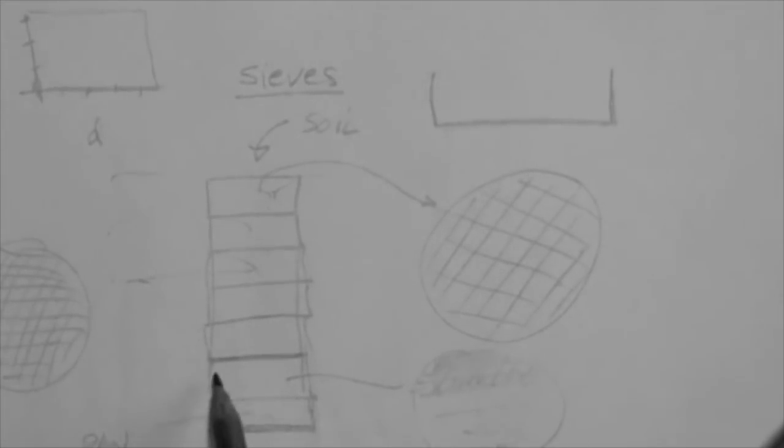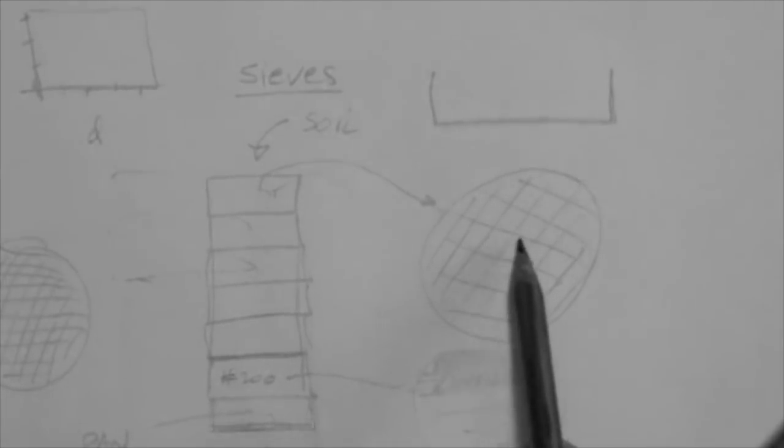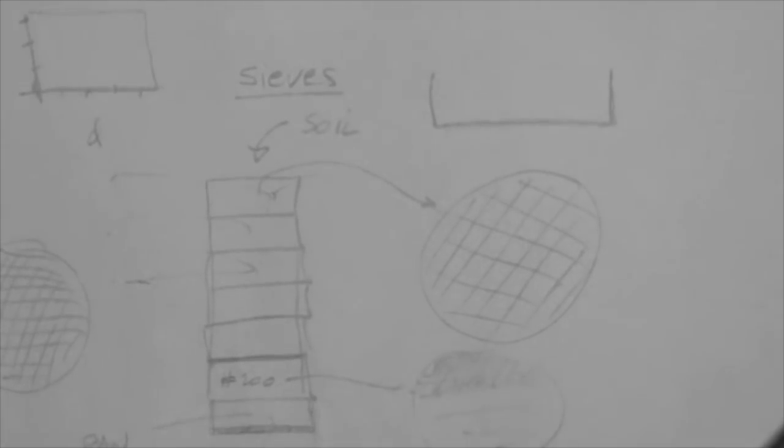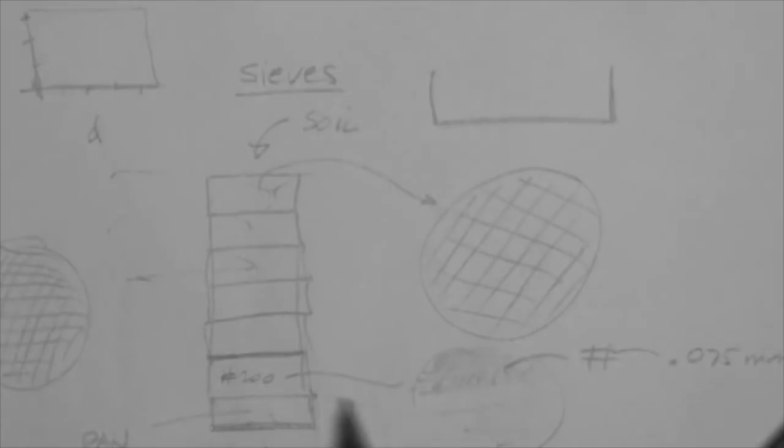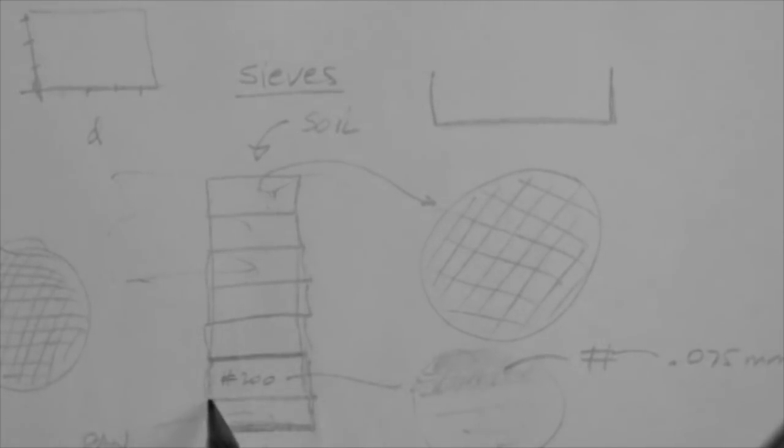This last sieve is called the number 200 because it has 200 openings per square inch. The size of a hole here, guess what it is? 0.075 millimeters. So any particle that passes this sieve and lands in the pan is a fine-grained particle. So that's the most important sieve, let's say, because particles that are retained on it are coarse, and particles that pass through it are fine.